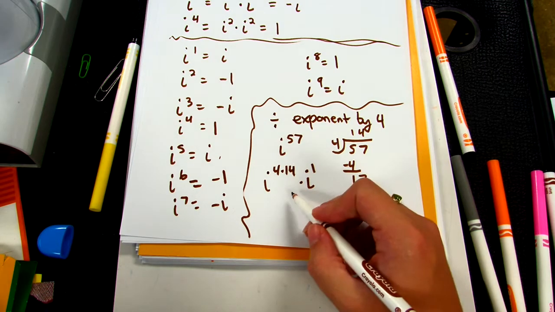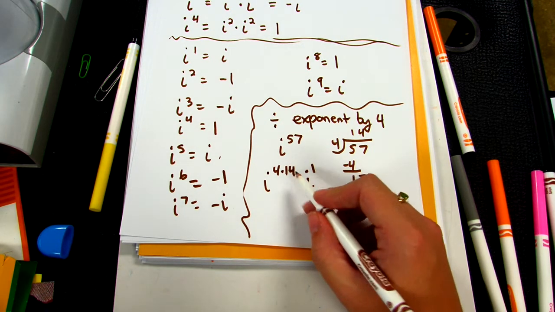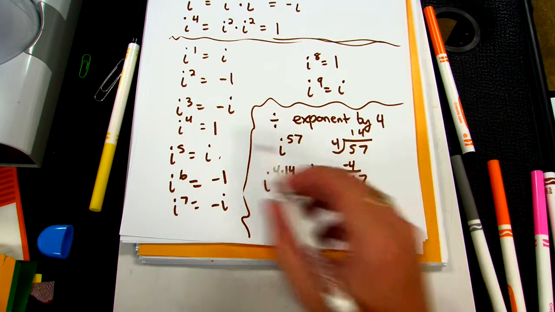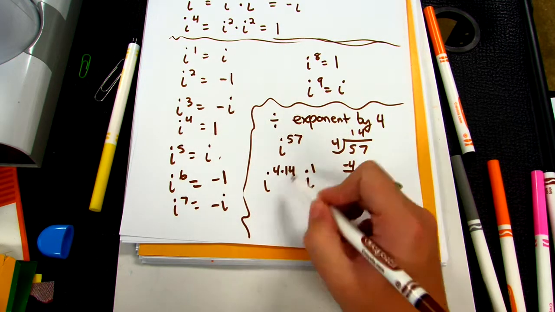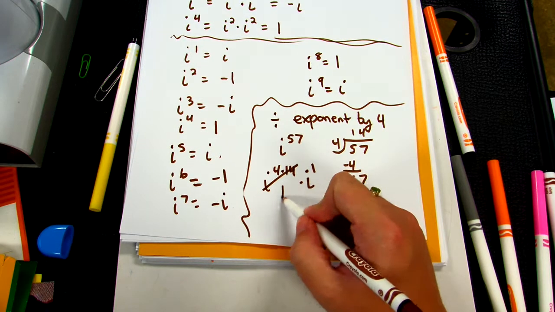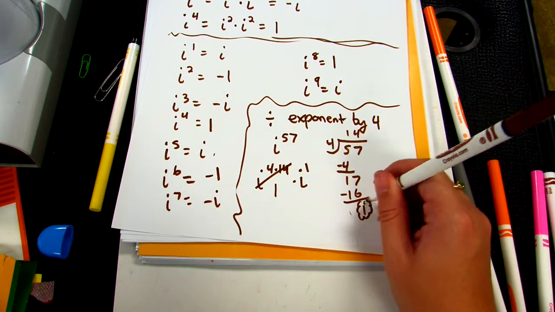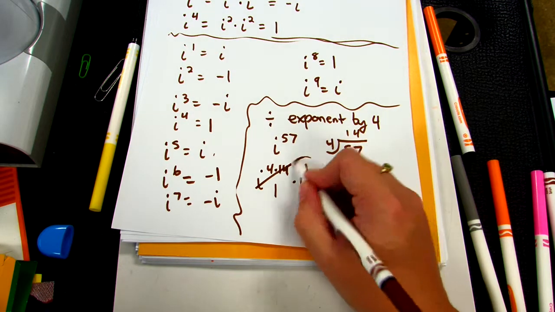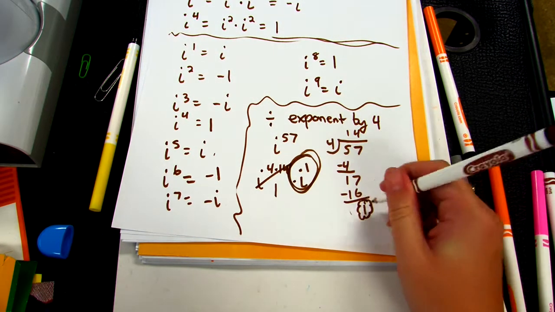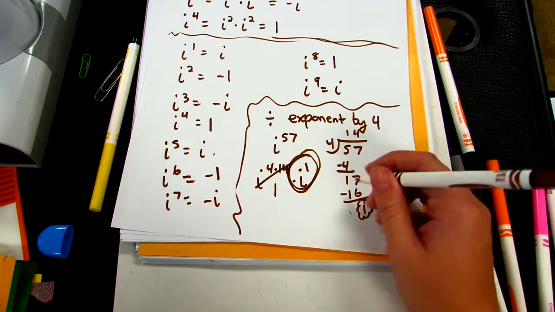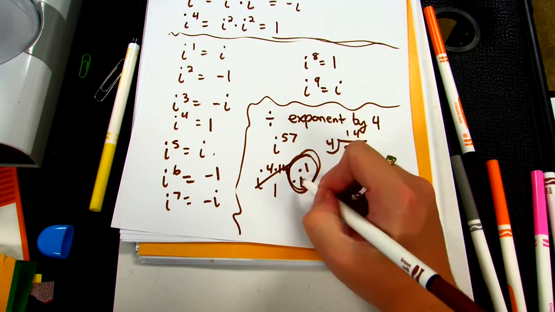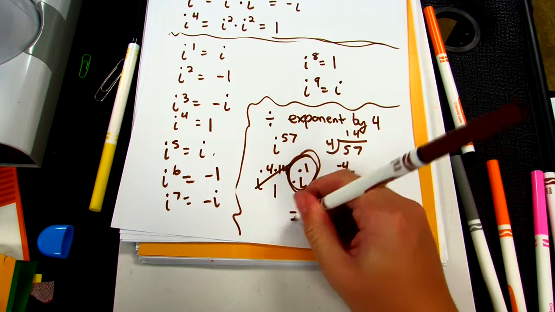Okay, so this i to the 4 to the 14th, well, we know that i to the 4th is 1. So this is just going to cancel out and become 1. And so the only important number is your remainder. You have a remainder of 1. So the only thing you're really looking at is i to whatever the remainder is. So if your remainder is 1, that means you have i to the first power, which is just i.